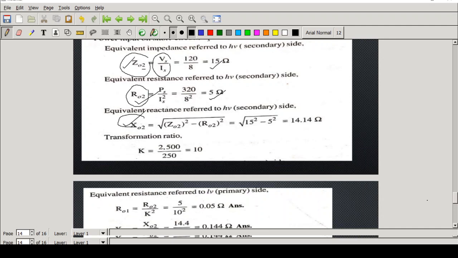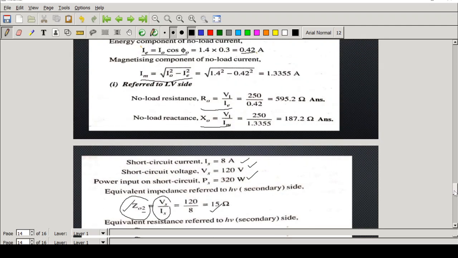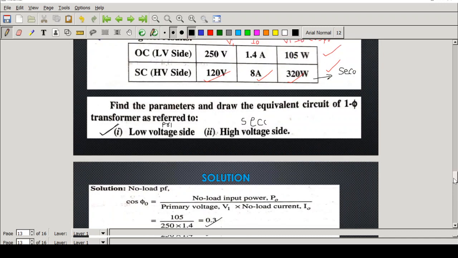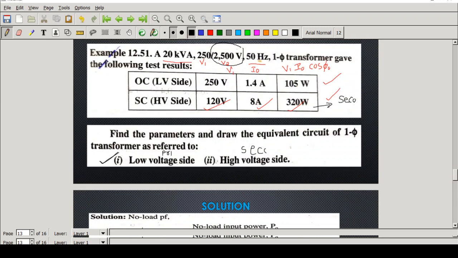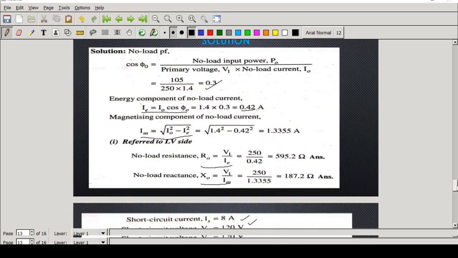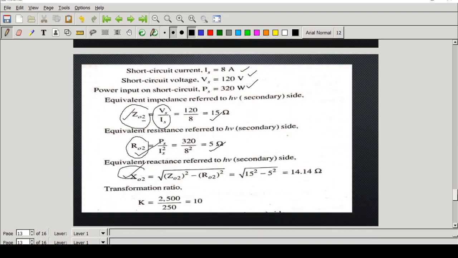Transformation ratio K is equal to V2 by V1. Here you can see V2 is 2500 and V1 is 250, so from that we can find the transformation ratio. Now whatever parameters we have found using the short circuit test in the secondary side, we will convert into the primary side, that is the low voltage side.